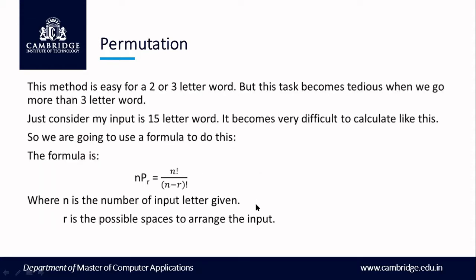This method is easy for a 2 or 3-letter word, but the task becomes very tedious when we go beyond 3 letters. Just consider my input is a 15-letter word. It becomes very difficult to calculate like this. So we are going to use a formula. The formula is nPr equals n factorial divided by (n minus r) factorial, where n is the number of input letters given and r is the number of possible spaces to arrange the input.